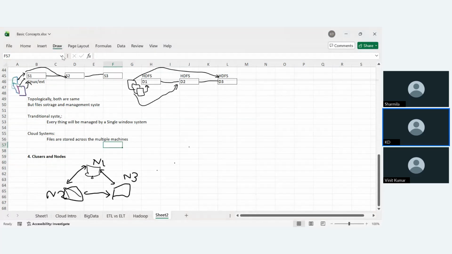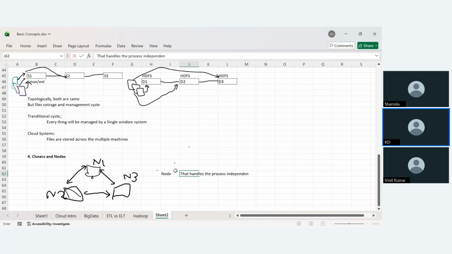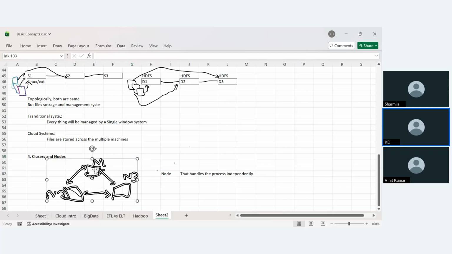So a node is something that handles the process independently. Let's suppose a task has come, and you have given one task to N1. N1 will handle this task independently, without any intervention. Now the next task comes. The system sees that N1 is busy, so automatically it will go to N2, and that task will be executed by N2, and it will not connect with N1 for any kind of output or process. So all the nodes are independent systems.